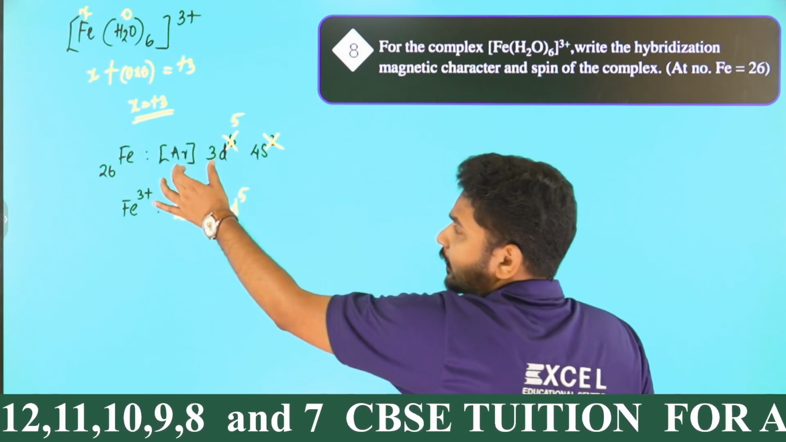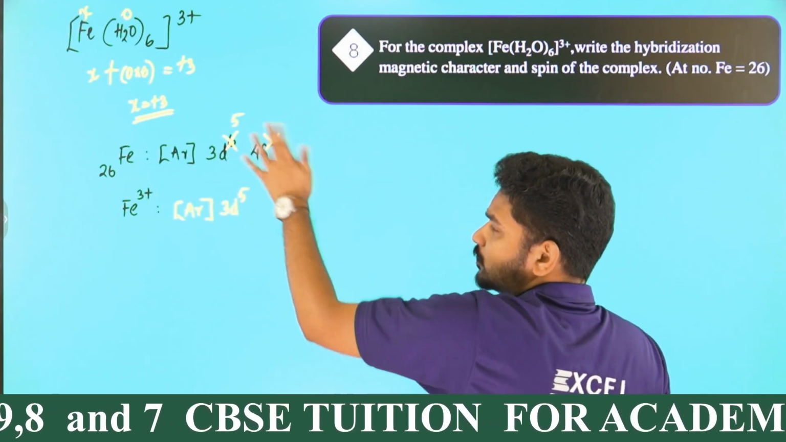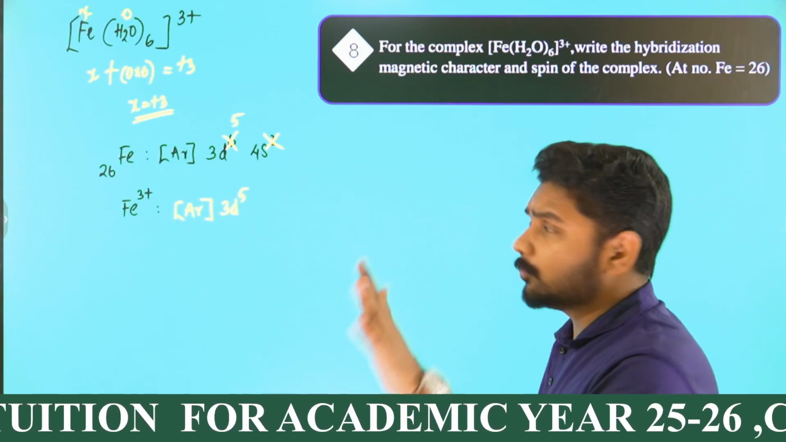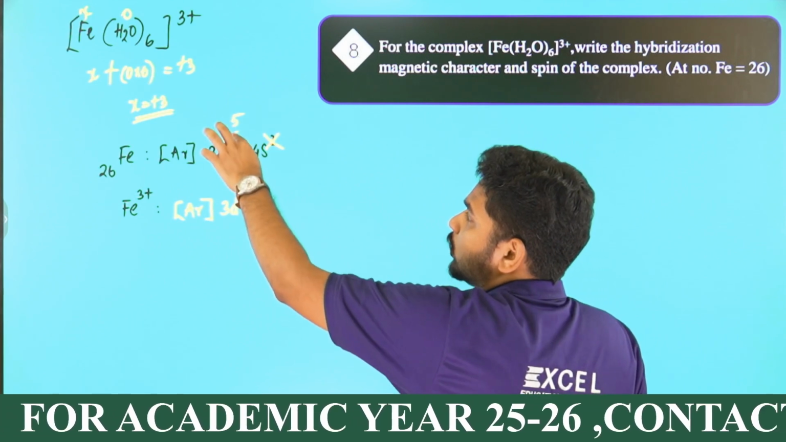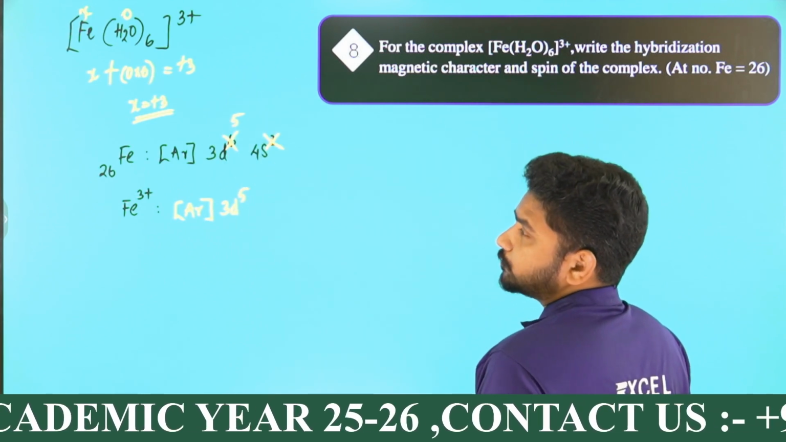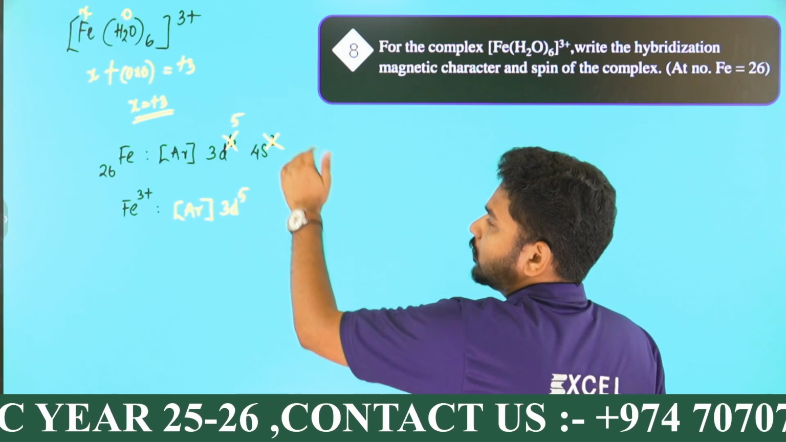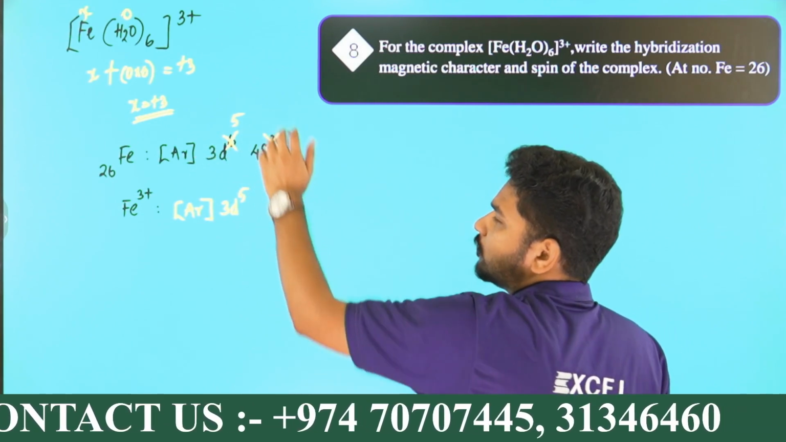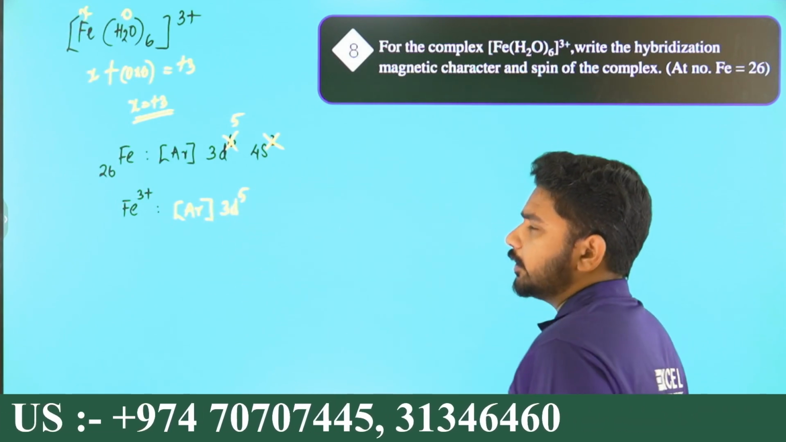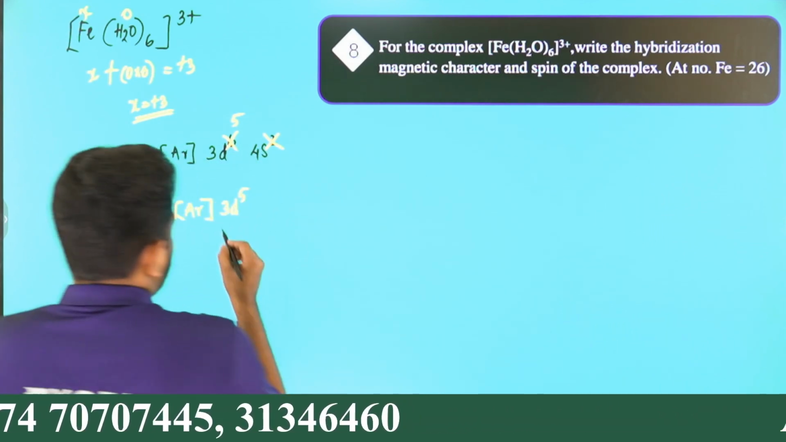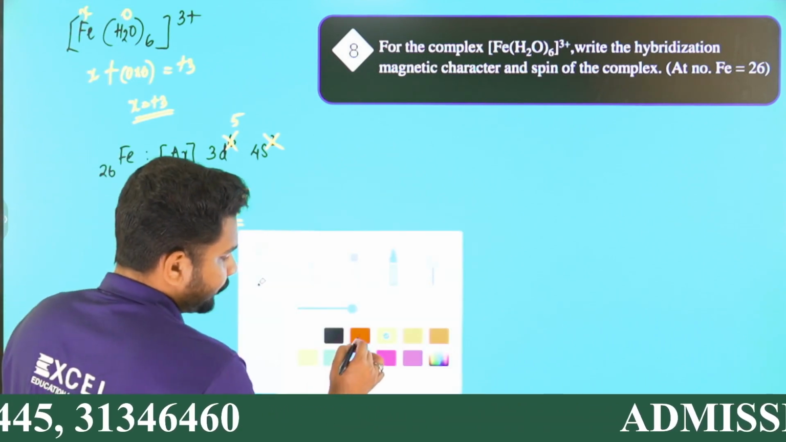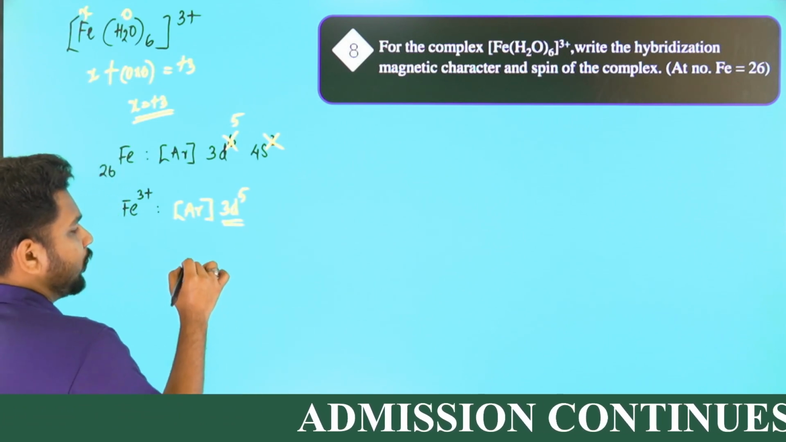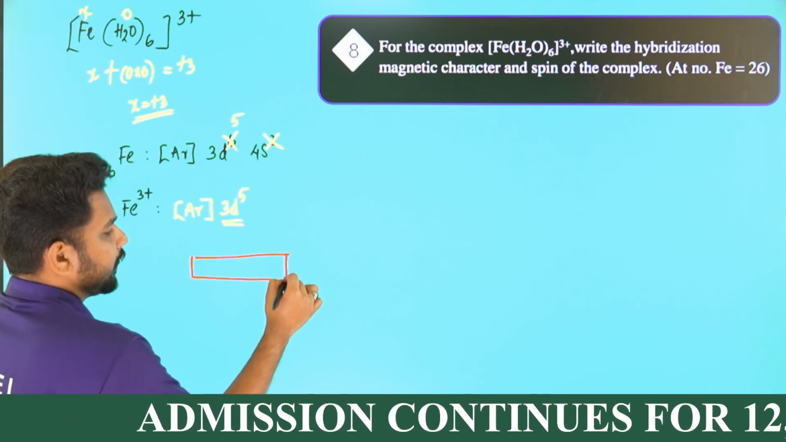Initially iron has the configuration argon 3d6 4s2, and Fe3+ means 3 electrons are removed, 2 from 4s and 1 from 3d. So 4s has no electrons, and 3d has 5. Now you can see there are 5 electrons in the 3d. The next step is to draw an orbital diagram of 3d. Yes, I am drawing an orbital diagram of 3d.